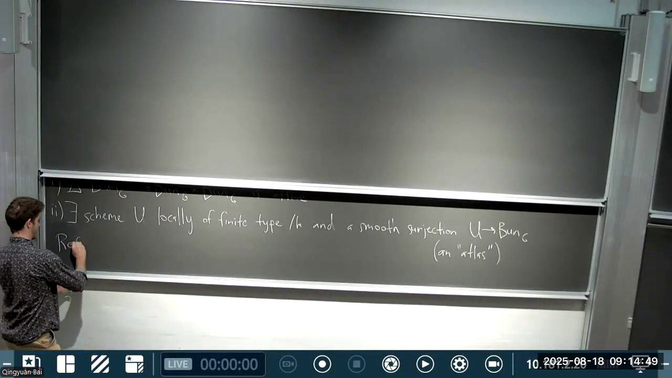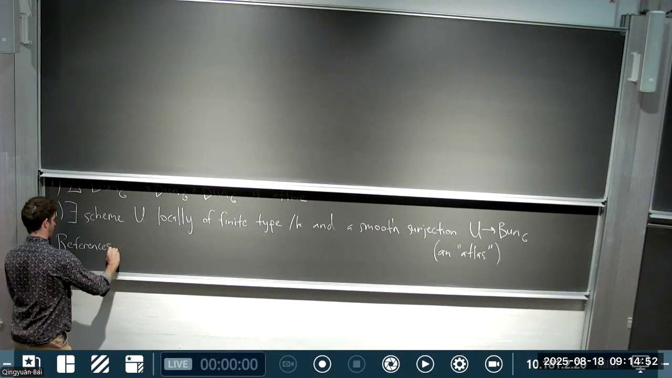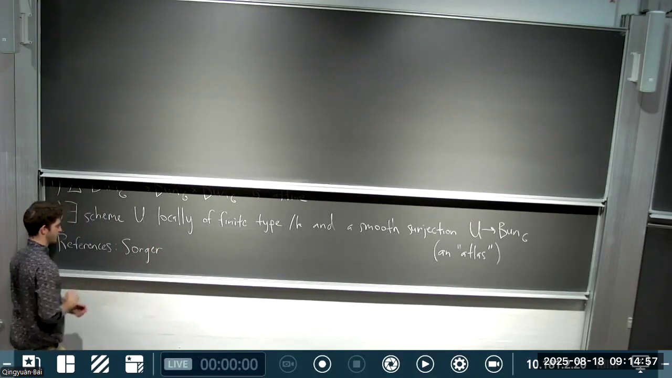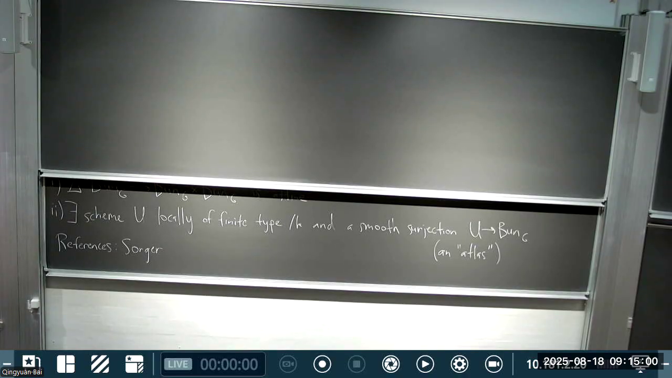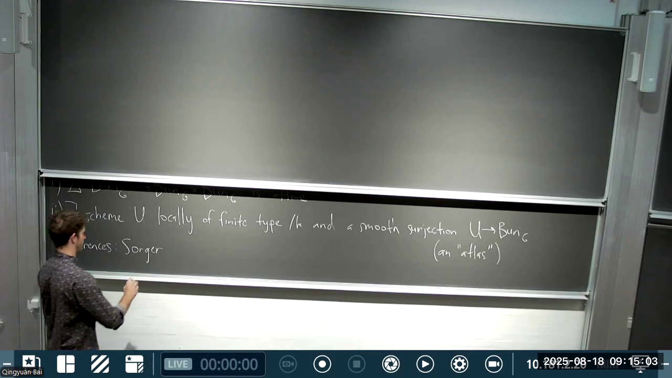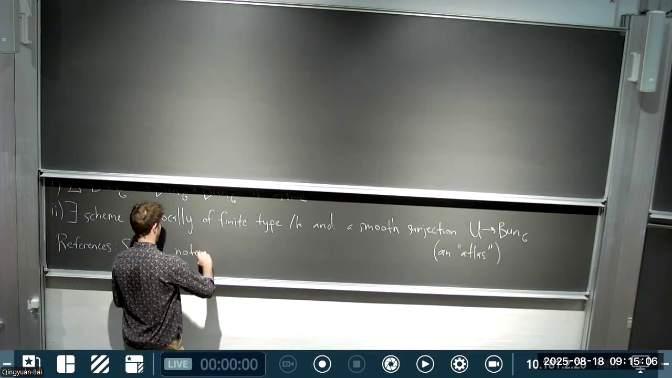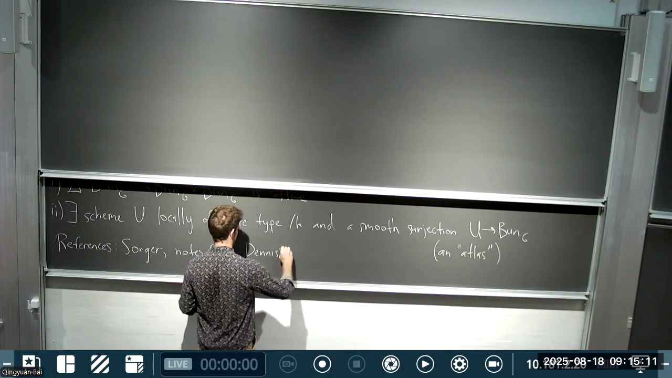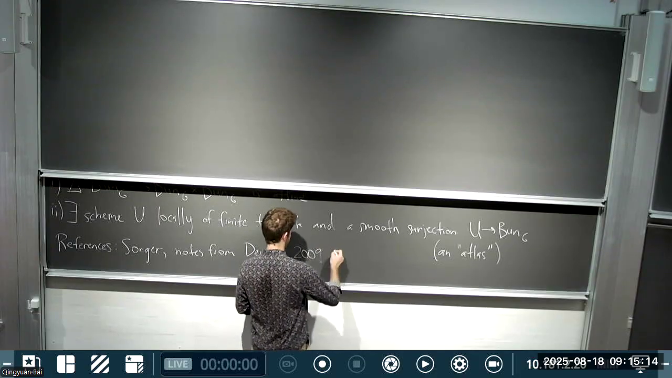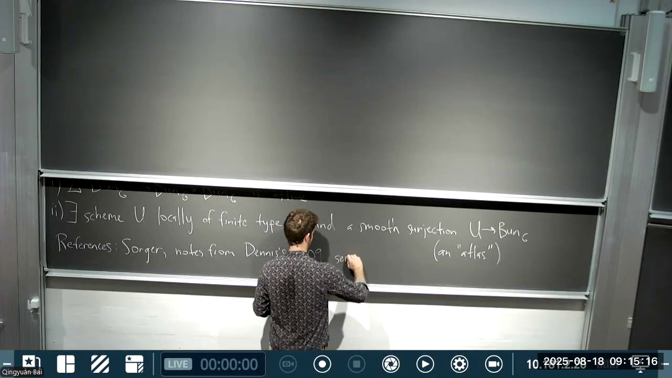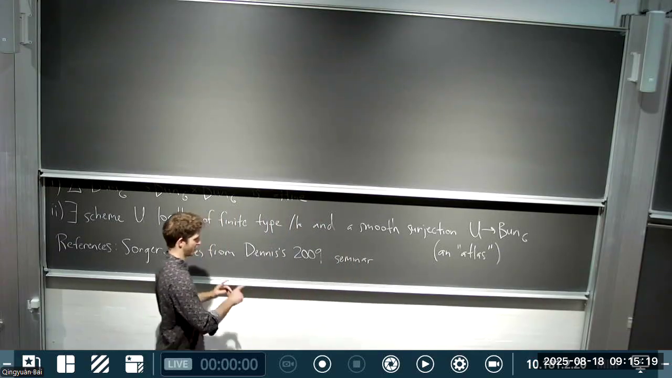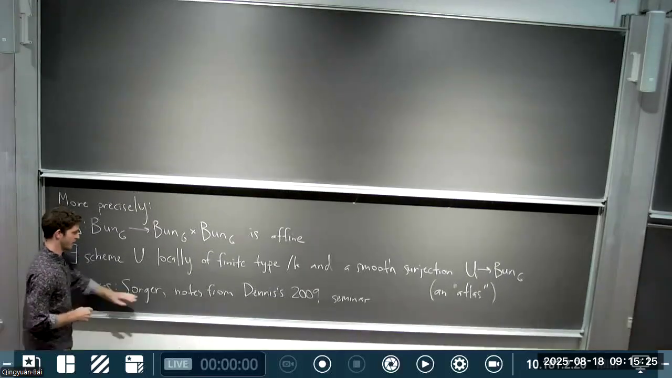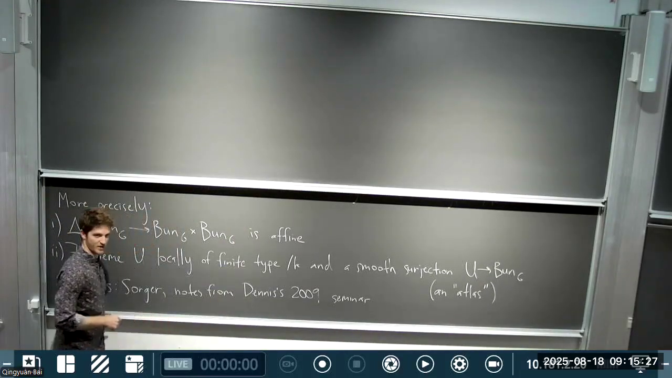If you want to read more about this, I think the standard reference is some notes by Sorger on moduli of principal G bundles. And there are also some notes from Dennis's 2009 seminar, which are a good reference in general for a lot of the background material. If you haven't looked at this before, go on Dennis's website and look for the link to the seminar from 2009, and there are many great notes there, including some notes by Dennis where he proves this representability result.